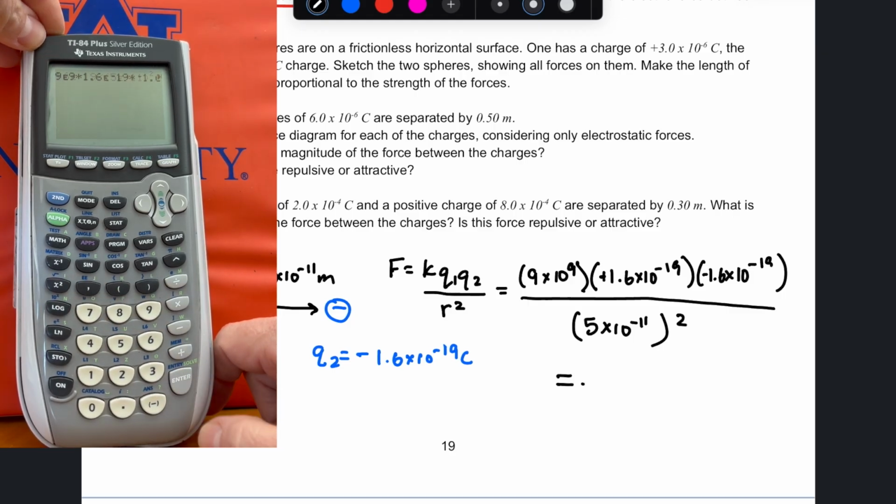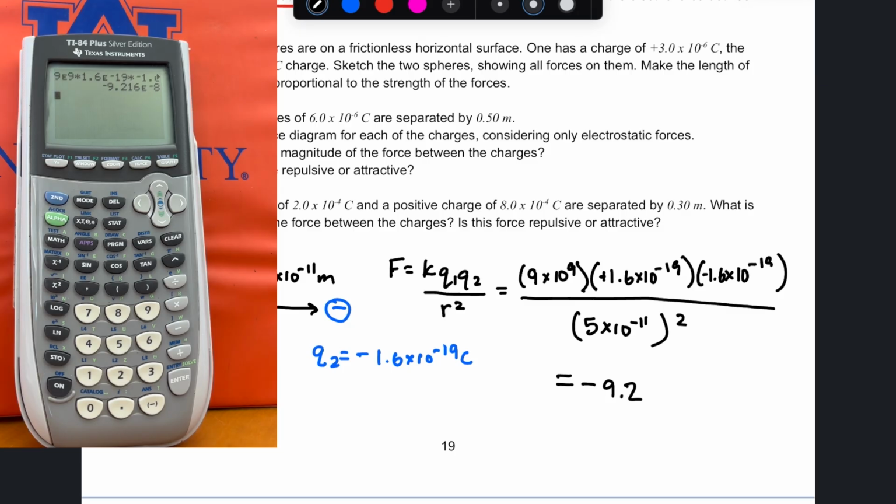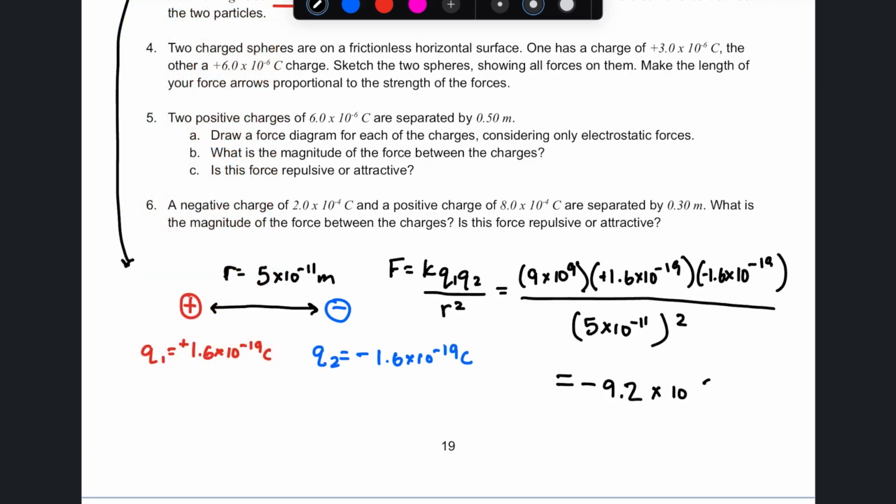When you do this, you get negative 9.2 times 10 to the negative 8. We're talking about a force. Force is measured in newtons. The negative sign indicates the direction of the force between them. And it is not especially important right now. So leave it or drop it. Not a big deal right now.